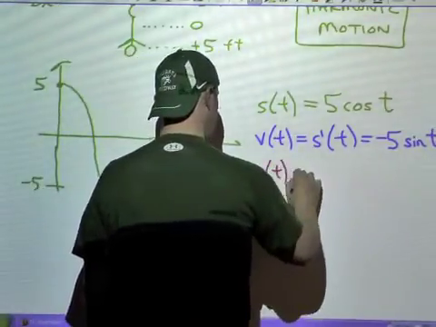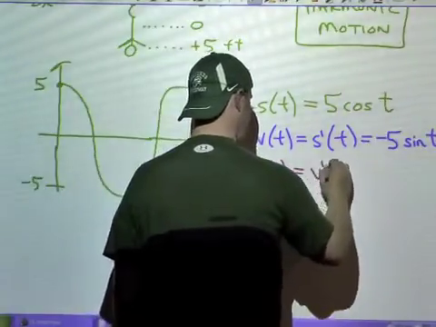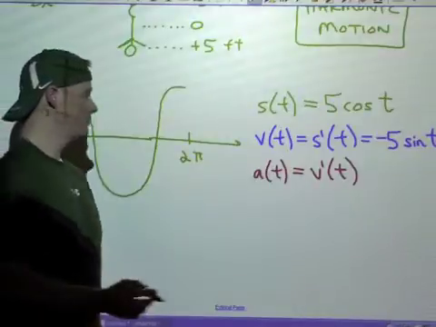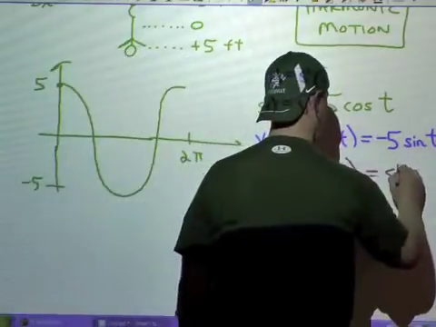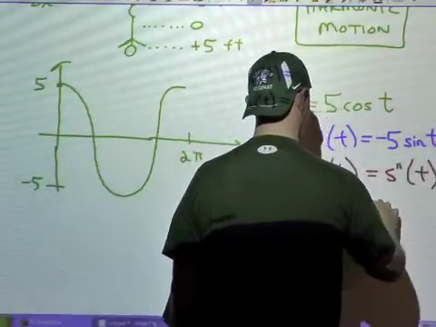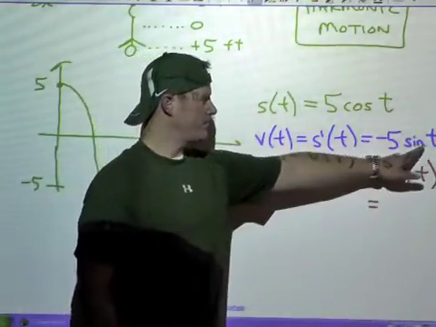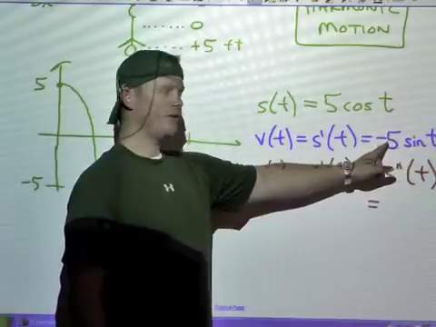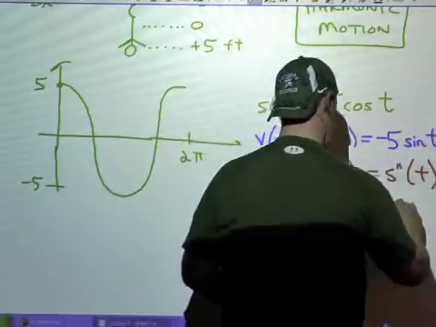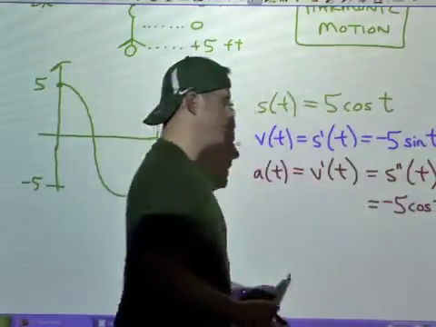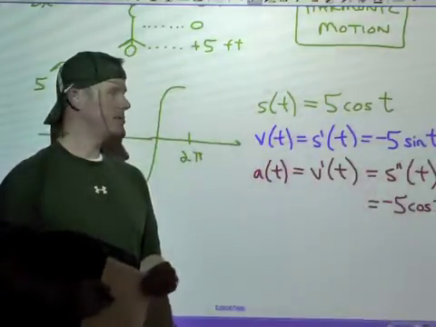Acceleration is going to be the derivative of velocity, or the second derivative of position. Okay? Which is just the derivative of the derivative. Derivative of sine is cosine, and we have this -5 constant out front. This is going to be -5 cosine t.